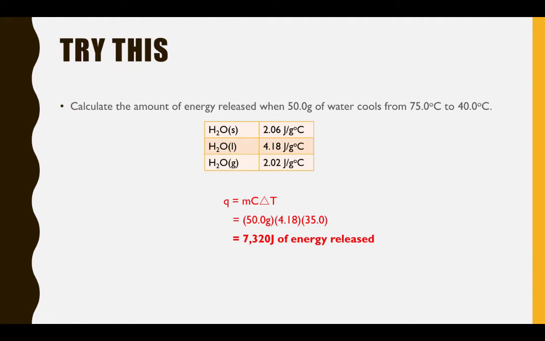Welcome back. Here's what you should have gotten. Notice we were working with liquid water here since we were in the 75 to 40 degrees Celsius range, so you want to be sure to use the specific heat for liquid water, 4.18.